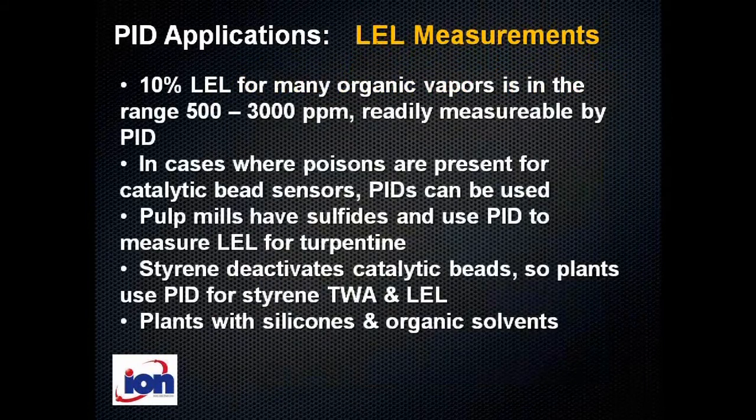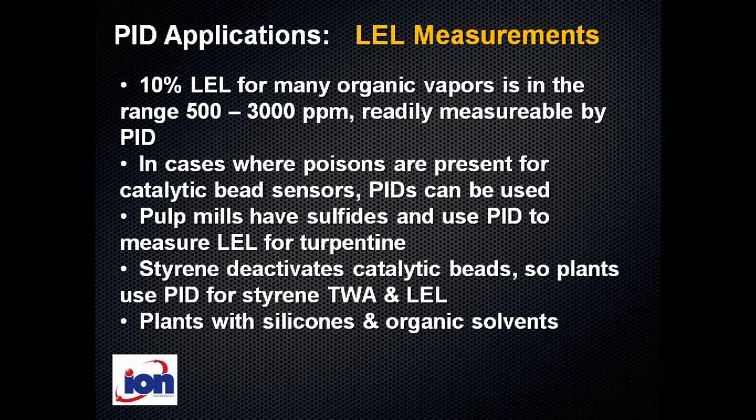Another interesting application is for LEL measurements, and you wouldn't think of this. PIDs will cost a few $1,000s, so it's an expensive LEL sensor. But there are applications where the catalytic bead units are not working properly for reasons of poisons, for example, or other inhibitors. 10% of LEL for many organic compounds is in this order of 500 to 3,000 ppm, and that's in a nice range for a PID to measure.